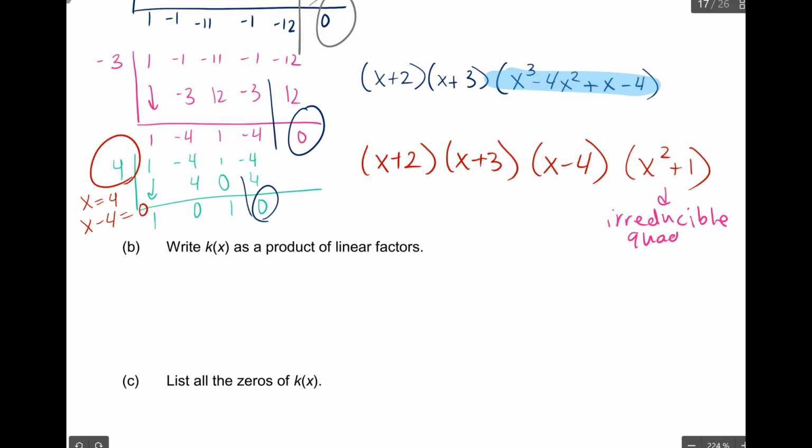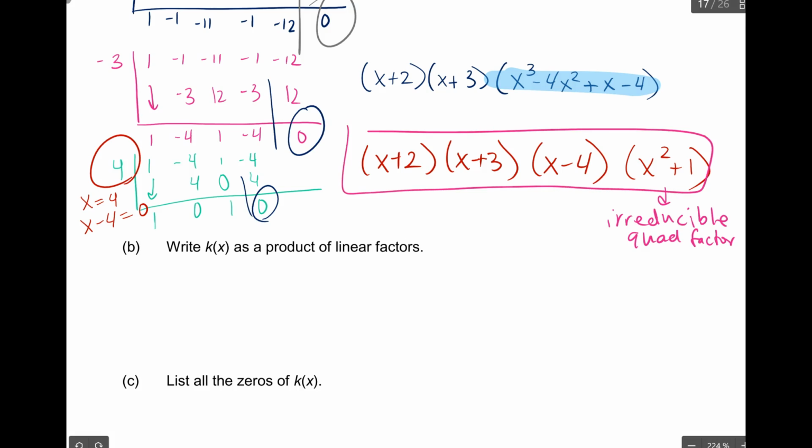Quad factor. Okay, so here I go. That's it. Those are all my factors because this one is a quadratic, so it has 2 zeros. So it's a total of 5.